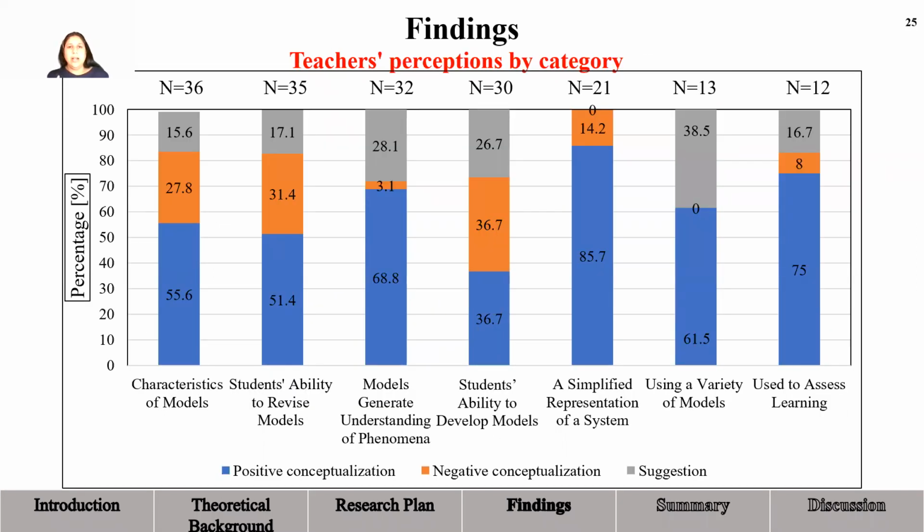In this slide, I'm presenting findings regarding teachers' perceptions by category. This graph shows two important findings. First, from the category using a variety of models, we can see there is no negative conceptualization in this category because all teachers agree on using a variety of models while teaching chemistry.